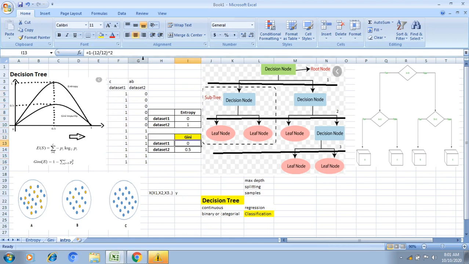Similar way, I'm calculating the Gini. Okay, here 12 ones are there. 12 divided by 12 whole squared, out of 12 samples. Okay, 1 minus 12 divided by 12 whole squared, 1 minus p squared. Similar way, I calculated the Gini, and I got 0. For the pure node, for the C node, if I calculate the entropy and Gini, both are 0.